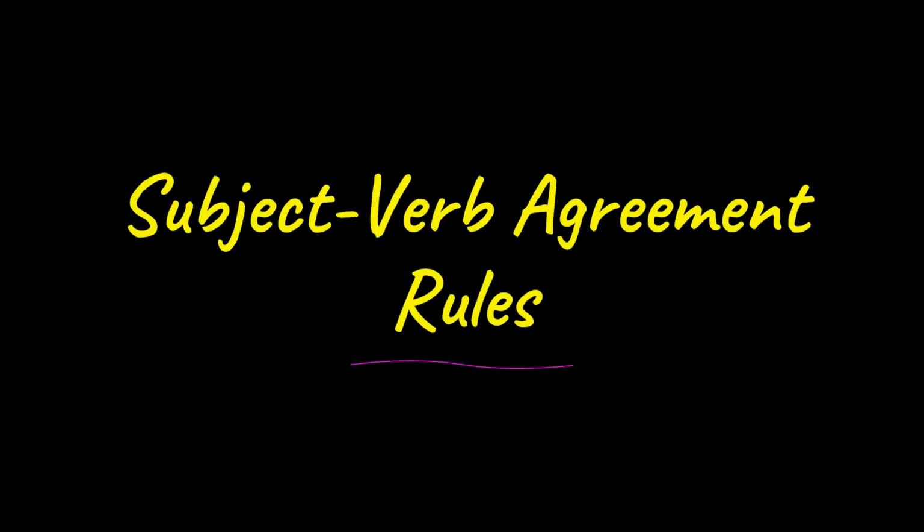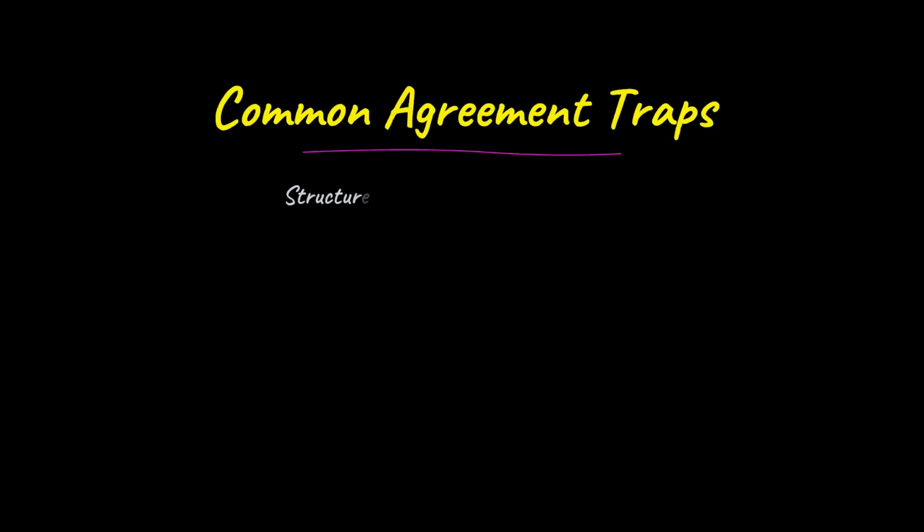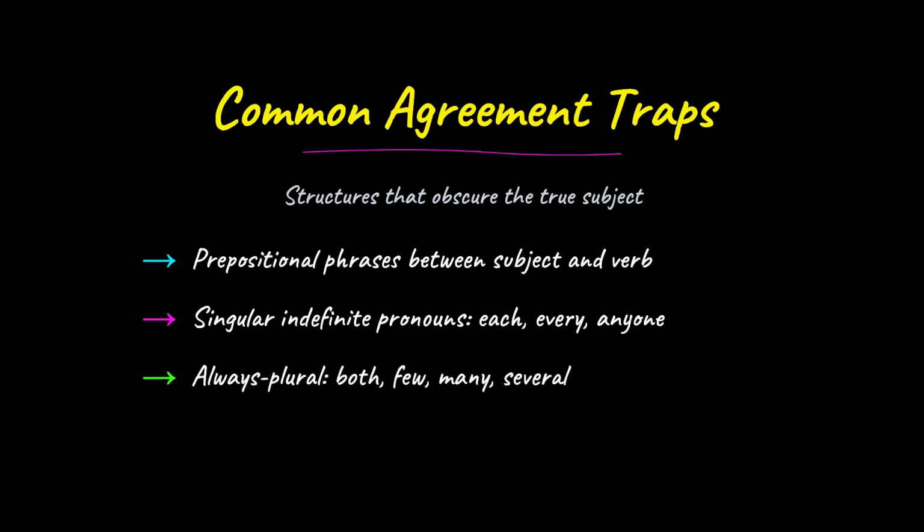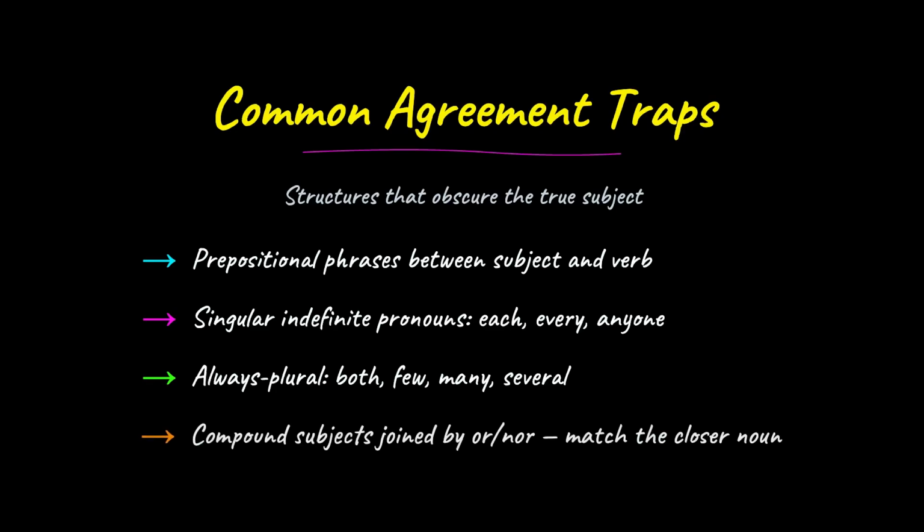Subject-verb agreement requires every verb to match its subject in number and person. The rule itself is straightforward, but English hides the true subject behind layers of modifying phrases, and that's exactly what exam writers exploit. Four structures trip up most test takers. Prepositional phrases insert a misleading noun between the subject and verb. Indefinite pronouns like "each" and "every" are always singular. "Both," "few," "many," and "several" are always plural. And with "or" and "nor," the verb matches whichever subject is closest to it.